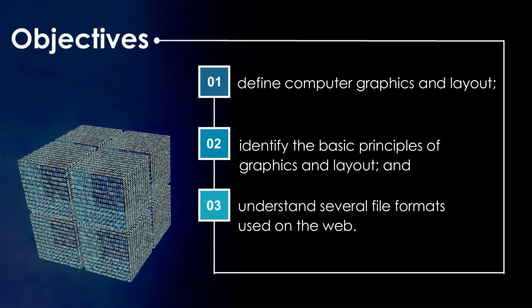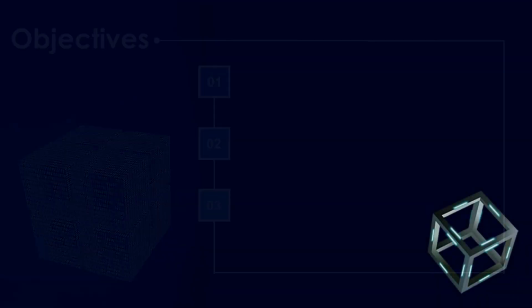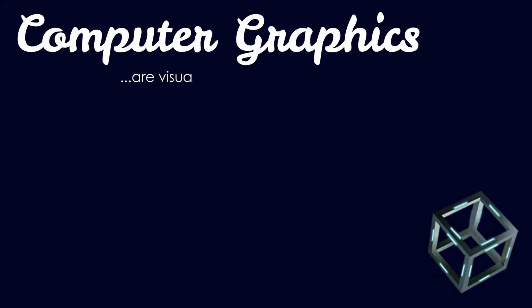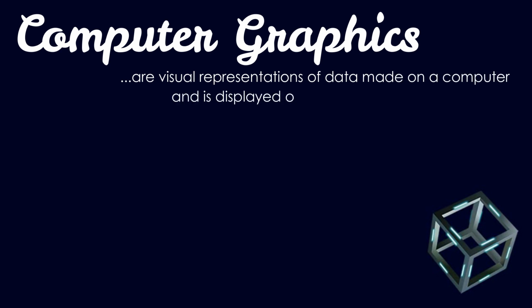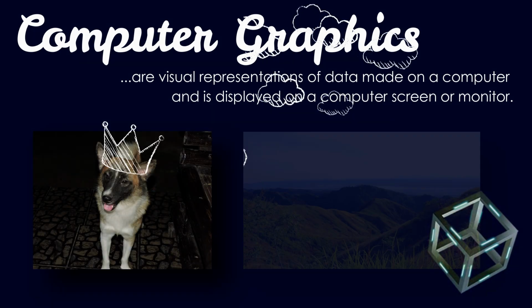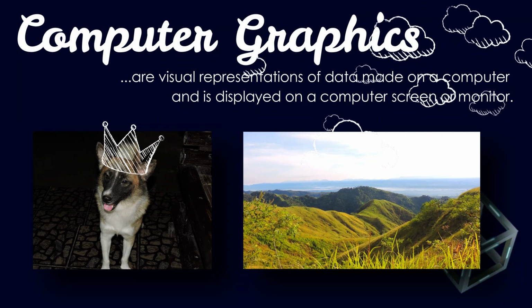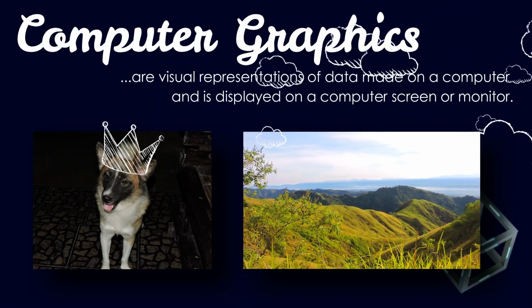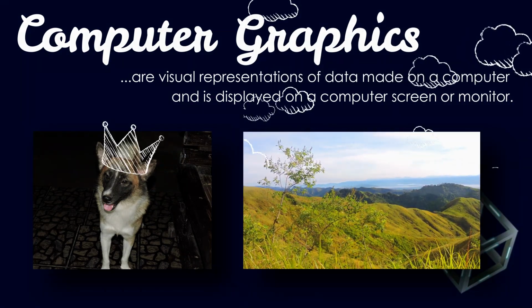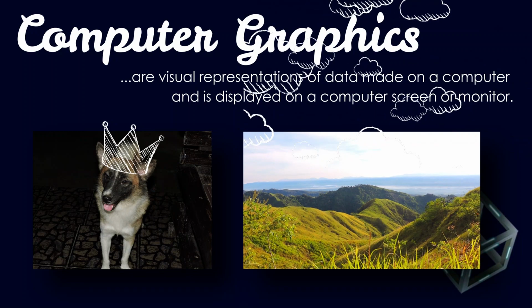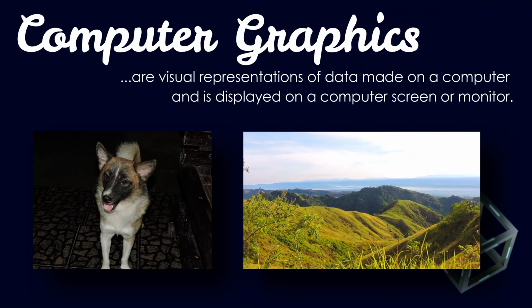Now, what is computer graphics and layout? Computer graphics are visual representations of data made on a computer and displayed on a computer screen or monitor. They can be a single image or a series of images called video. They can be anything on computers such as photographs, drawings, or movies that do not involve sound.